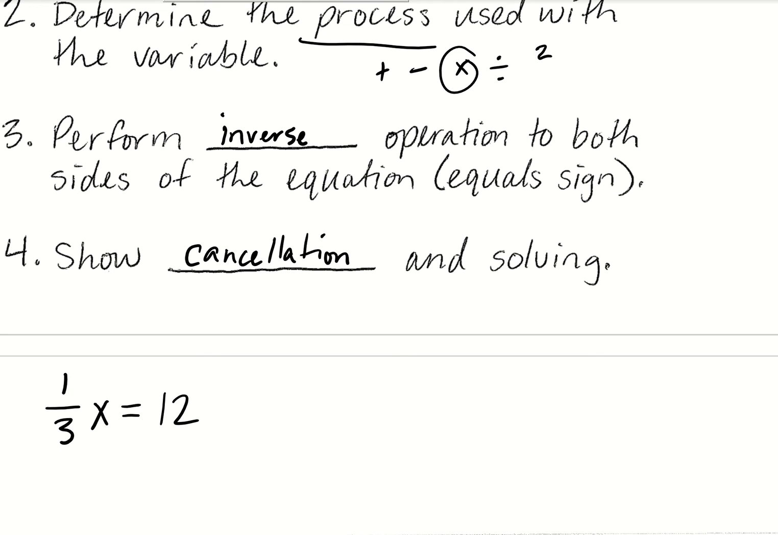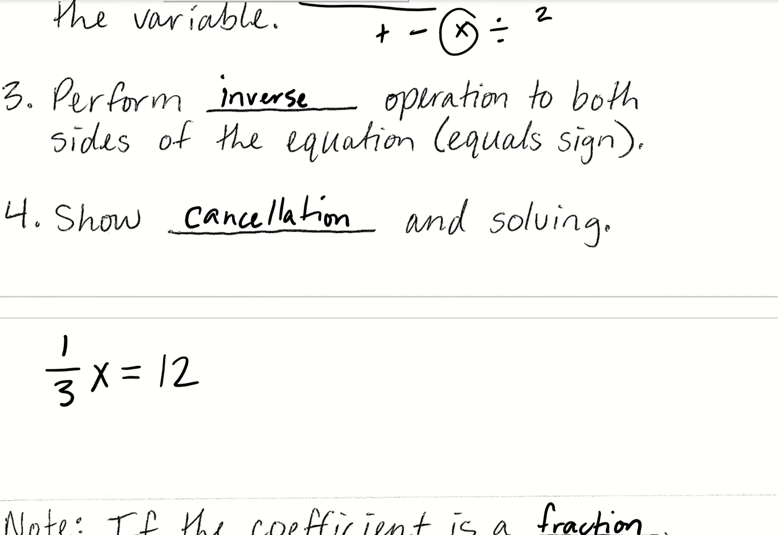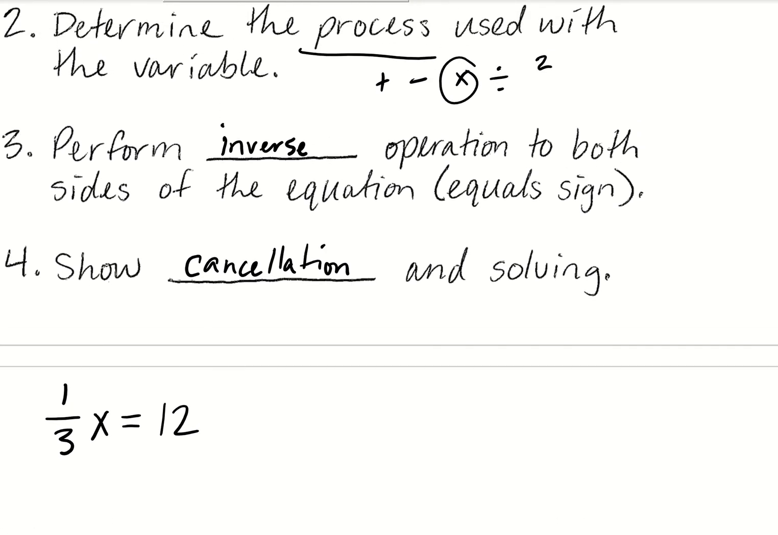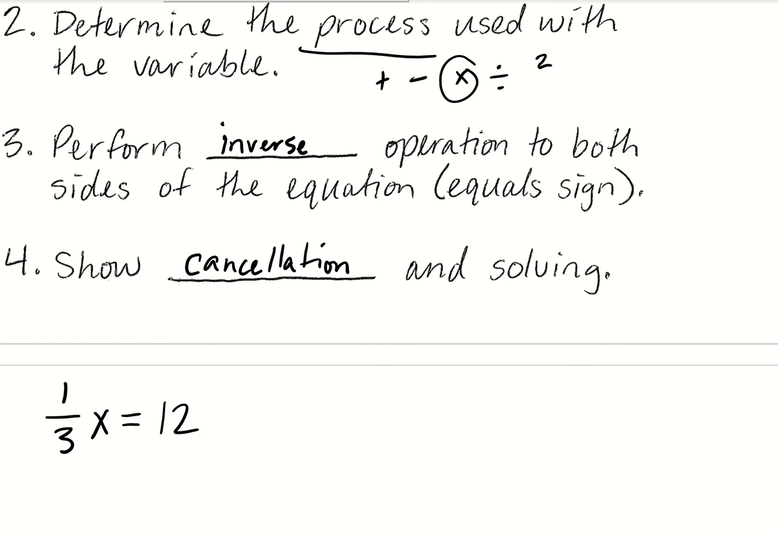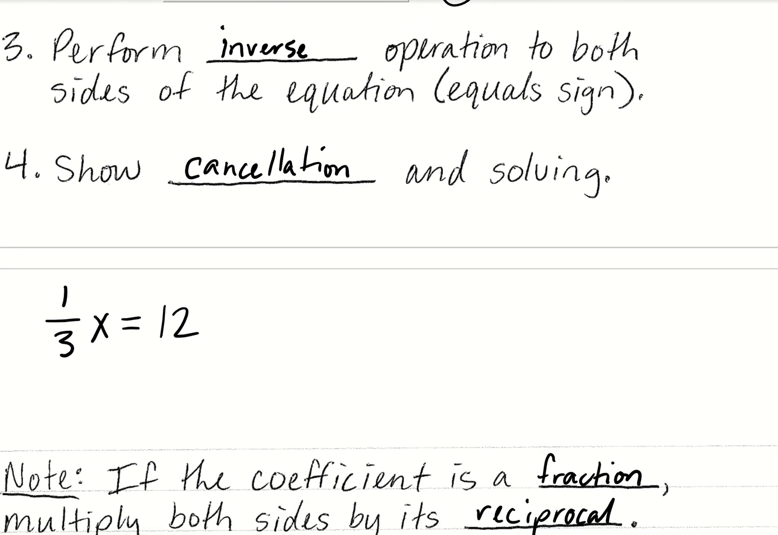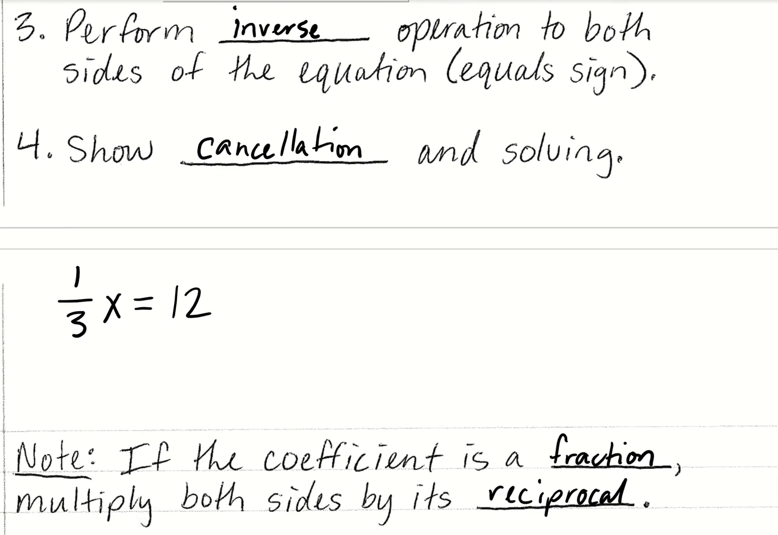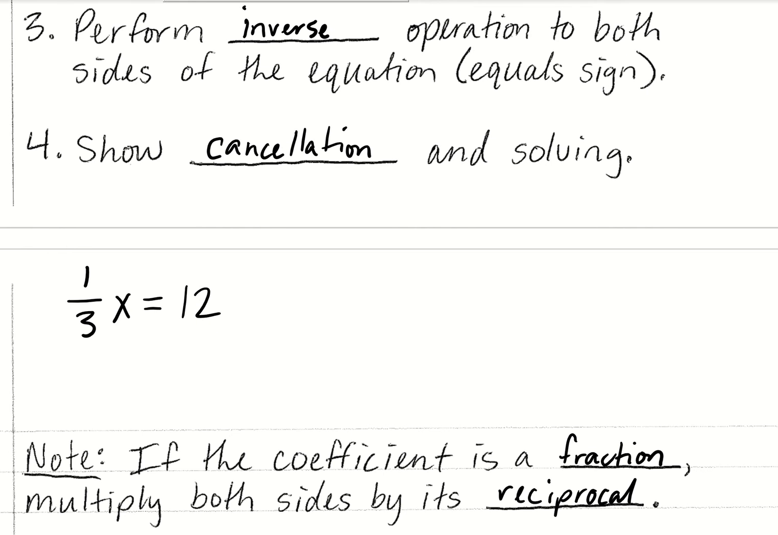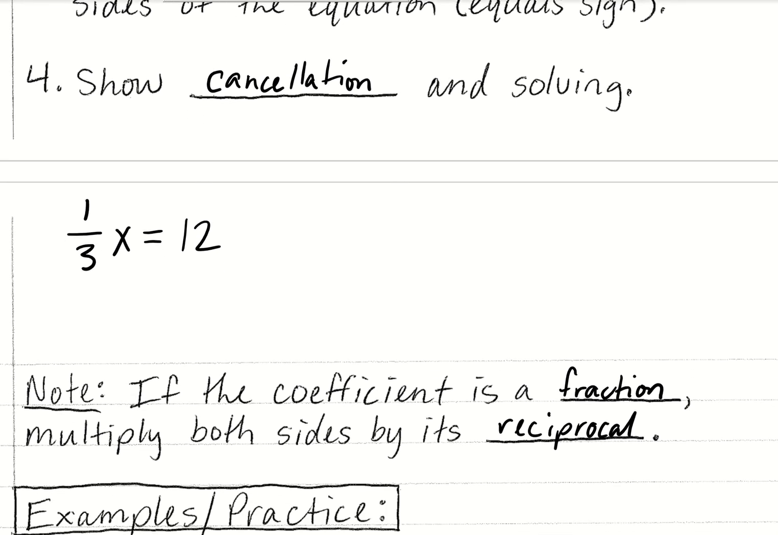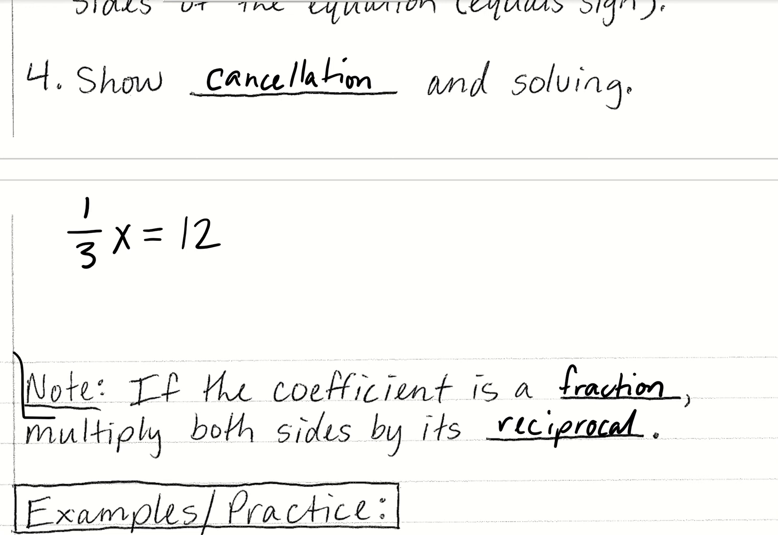Step 3 is to perform the inverse operation to both sides of the equation, or the equals sign. The process being used is multiplication, so the inverse of multiplication is division. Now this is where you're going to want to remember this note right here, because if you try to do division by 1/3, it's just going to get pretty messy.